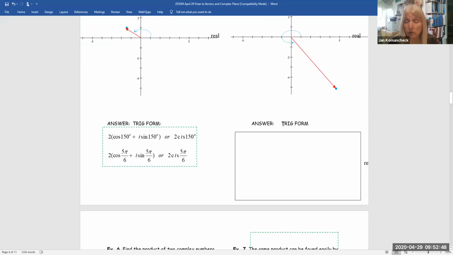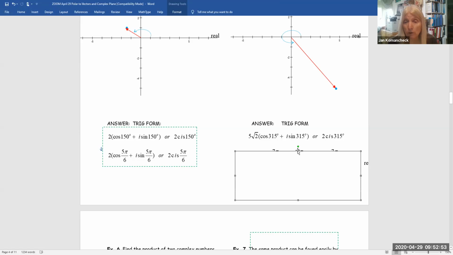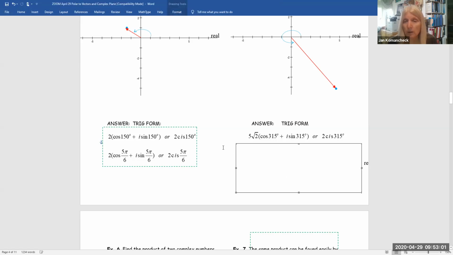So my final answer, here it is: I'm going to put my R in the front. My R, which is 5 radical 2. I'm going to put my cosine of 350 degrees plus i sine 350 degrees in my parentheses. But again, I'd much rather just call that 2 cis 315 degrees. But I have to let you know that sometimes textbooks don't always use this. Your physics book might not use that, and so they're going to say cosine 350 degrees plus i sine 350 degrees.